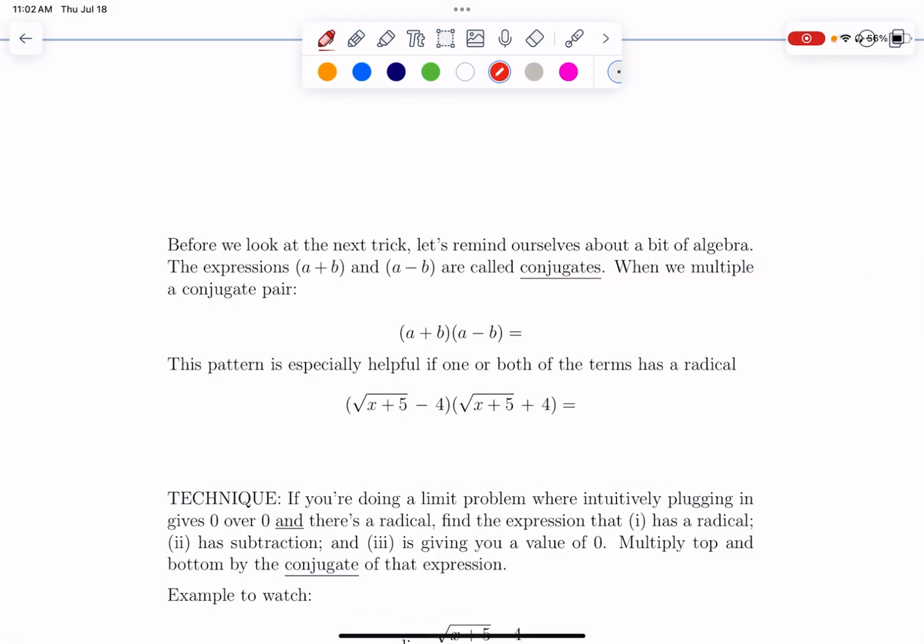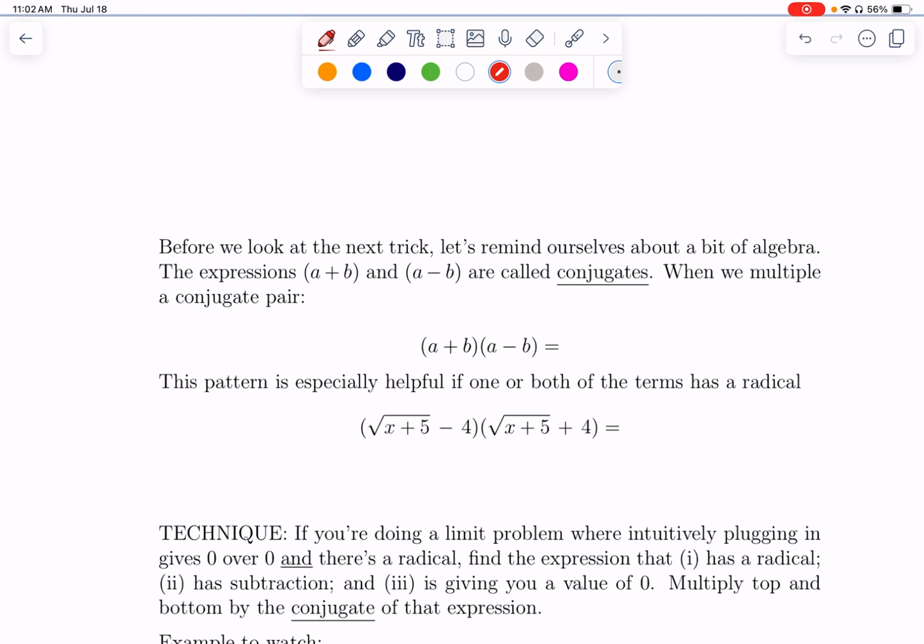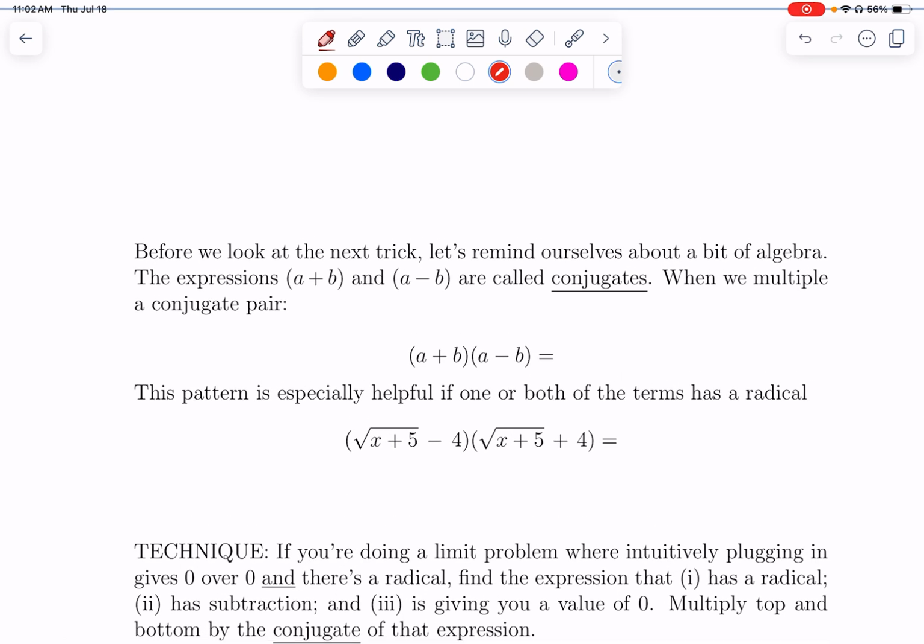Okay, so in this video, we are continuing to learn a few more rules about how to handle limits, and then this section will end with some other information about limits. Now, before we do the next thing, let's just review a little bit of algebra.